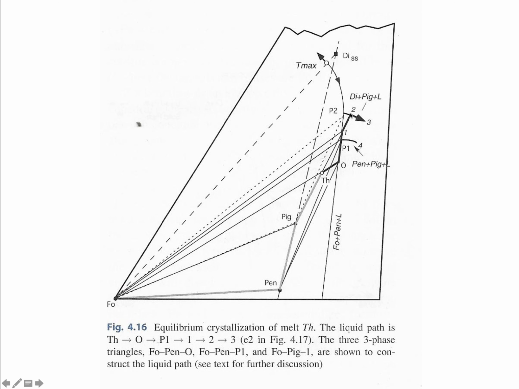Here when we are going to the more calcium-rich side, we are getting the diopside inside. So we have here the three-phase triangles for forsterite, protoenstatite and olivine. Then we have forsterite, protoenstatite plus P1, that is the peritectic point 1, that is here. Or we have forsterite, pigeonite plus P1, that is here, are shown to construct a liquid path.